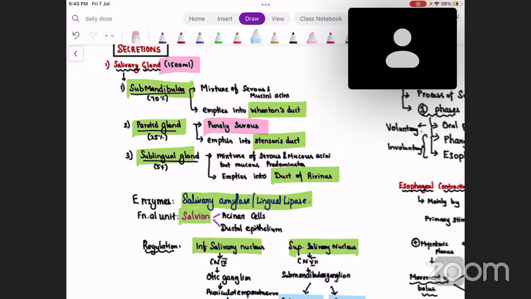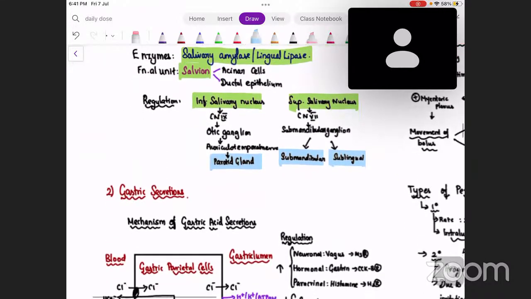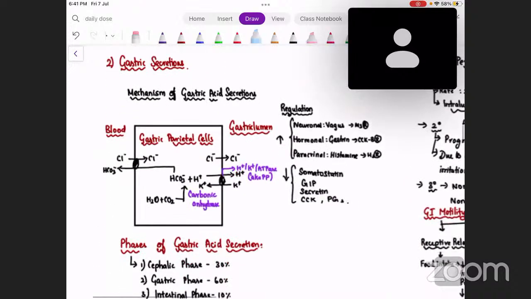Okay, the submandibular gland empties into Wharton's duct. Very good. The parotid gland empties into Stenson's duct. The sublingual gland empties into, very good, the duct of Rivinus. So the parotid gland is regulated by the inferior salivary nucleus, while the submandibular and sublingual are regulated by your superior salivary nucleus. Okay, now from the saliva we go to the gastric acid secretion.